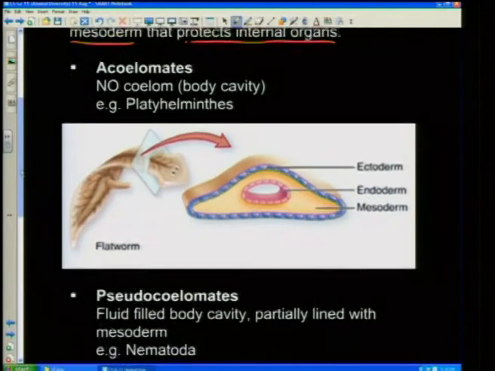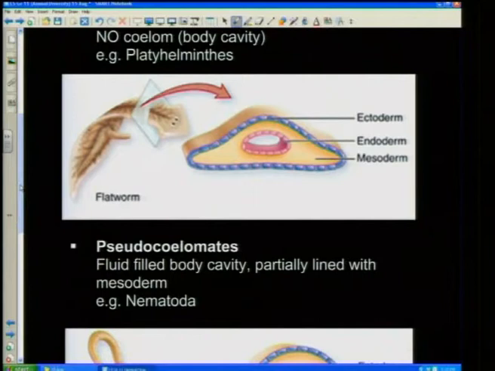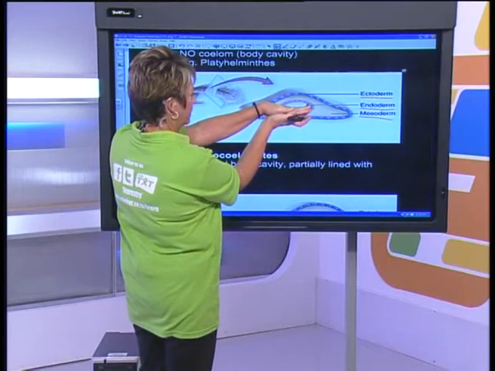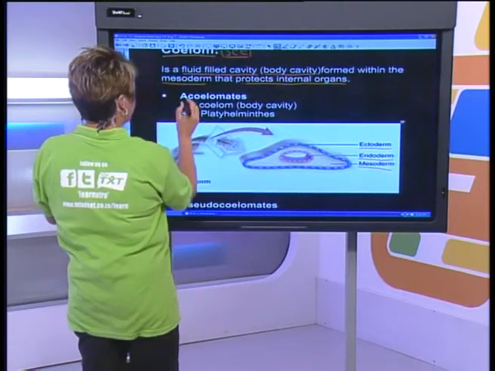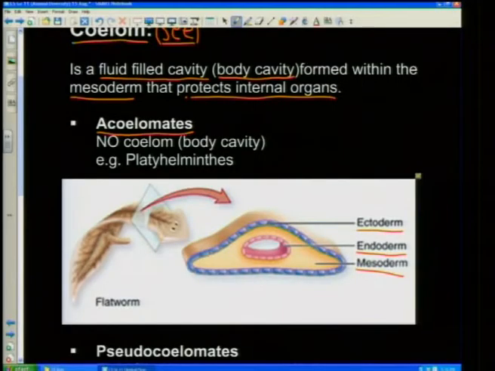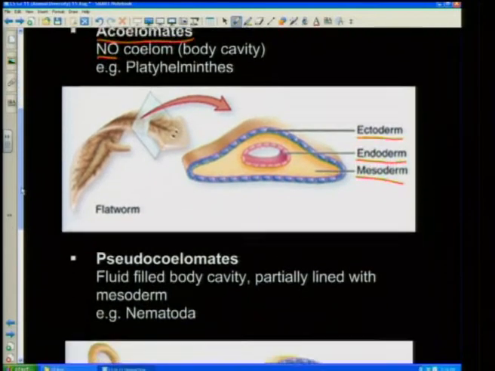If you look at this diagram of a flatworm, which we're going to get to later on, there are three layers, okay? There's an ectoderm, there's an endoderm, and there's a mesoderm. Now, these animals don't have a coelom. That means that they are flat. There's no body cavity. These worms are really, really flat. So there's no space for a cavity. So we're going to call these animals acoelomates. A, remember I said to you, just remember the word non. No coelom. So those are animals that have got no coelom, no body cavity. Example, Platyhelminthes are the flatworms, and there's no space for a coelom or a body cavity.